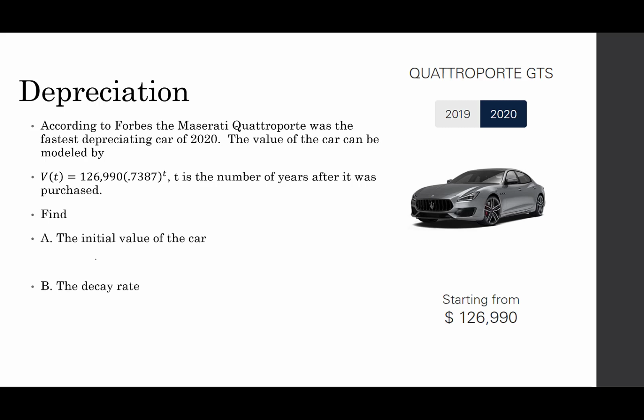So the initial value is the purchase price of the car, $126,990. Remember the decay rate, 0.7387, is less than 1, so we know it's decaying, and we need to do 1 minus 0.7387. This gives me 0.2613, which is 26.13%.